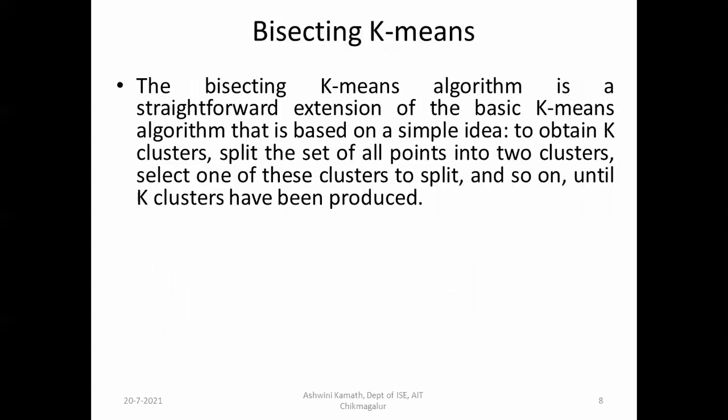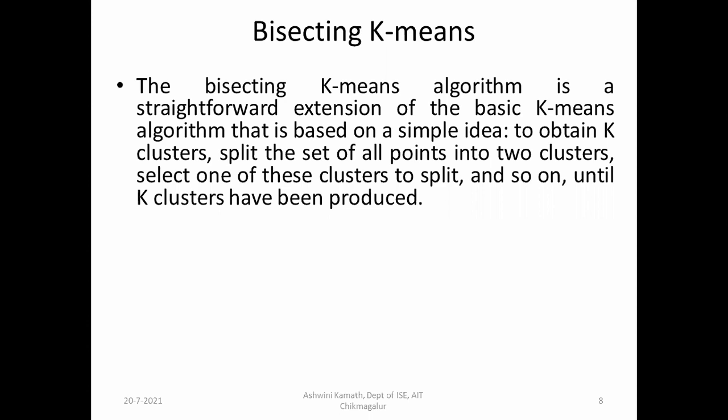Bisecting K-means. This is another algorithm. The bisecting K-means algorithm is a straightforward extension of the basic K-means algorithm that is based on a simple idea. What is that simple idea? To obtain K clusters, split the set of all points into 2 clusters. Consider all the points together and split them into 2 clusters, and select one of these clusters to split, and so on until K clusters have been produced.